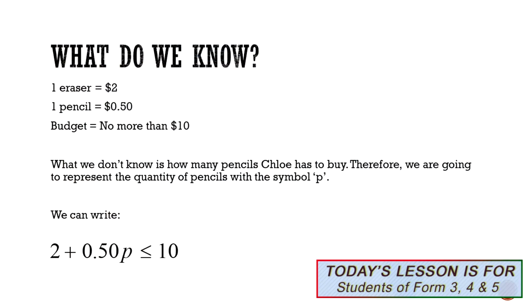We can write 2 plus 0.50p is less than or equal to 10. 2 represents the price for that eraser. 0.50 represents the price of one pencil, P represents the quantity of pencils, and 10 is simply her budget.